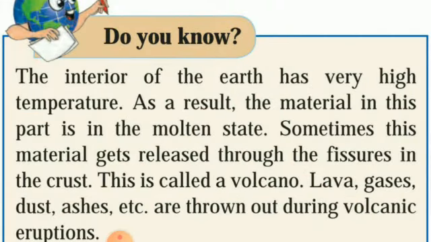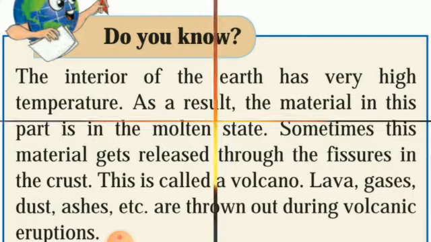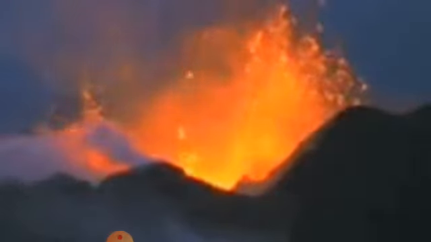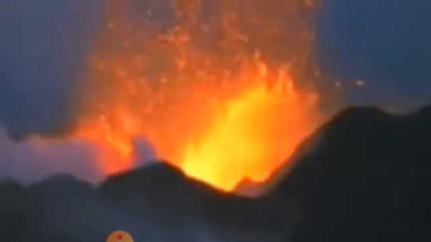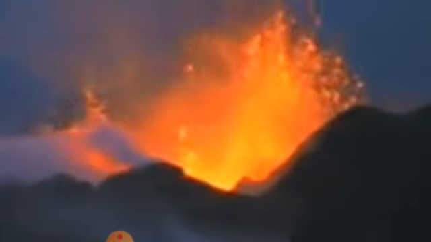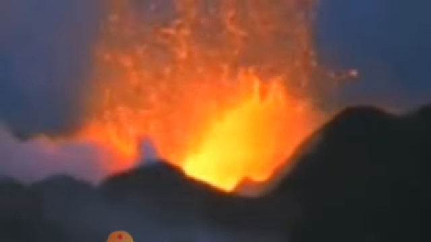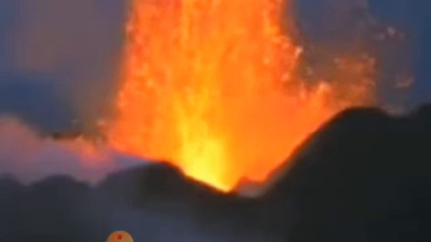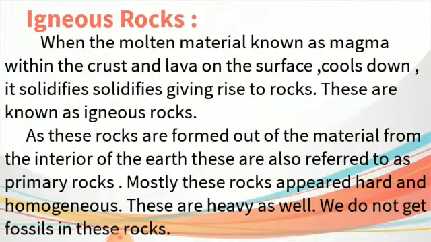Do you know, children, the interior of the earth has very high temperature. Inside the earth there is much heat, high temperature. As a result, the material in that part is in molten form, in liquid form. Sometimes this material gets released through the fissures in the crust. It comes out. This is called a volcano. Lava, gases, dust, ashes, etc. are also thrown out during a volcano eruption. Now, igneous rock.